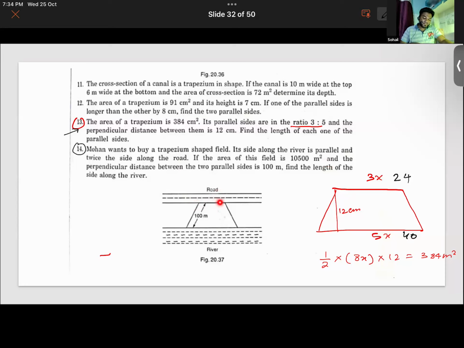What is this length along the side of the river that we need to find? Try this one. Try solving this one. If not, then I will be explaining it.